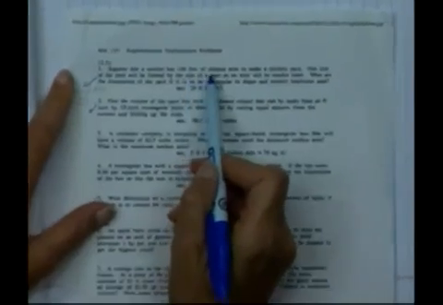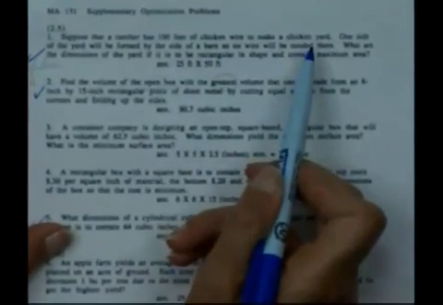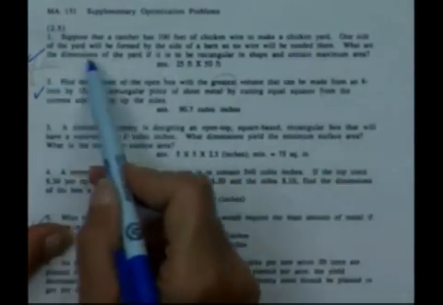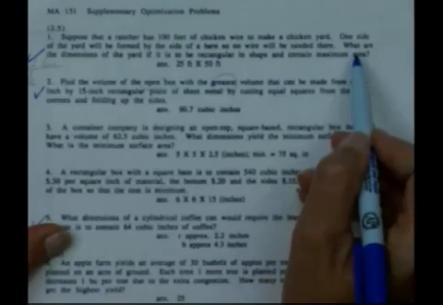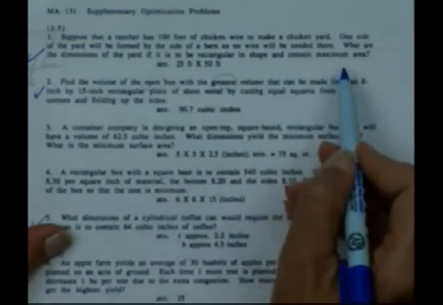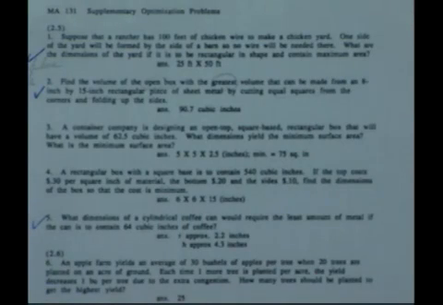This was the problem where you had the rancher that had 100 feet of chicken wire to make the chicken yard, and one side was against the barn where no wire was needed. Our question is, what dimensions maximize the area? We're going to go through this again, even though we did it a couple lectures ago.